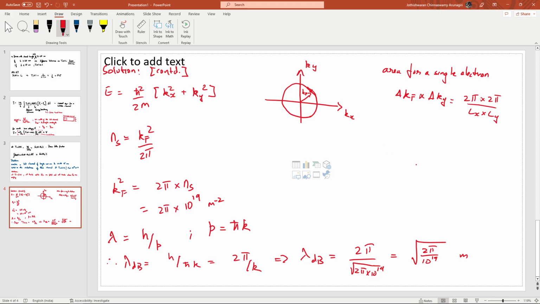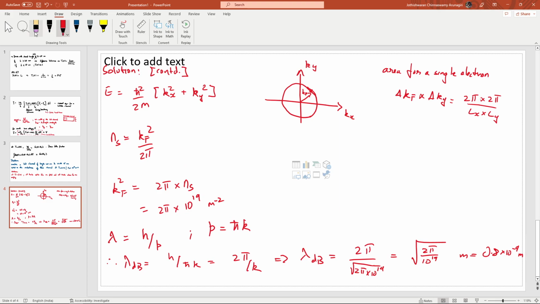So this will come out to be something like 0.8 into 10 to the power minus 9 meters. So the de Broglie wavelength in this case is actually pretty small, even for 10 to the power 13 electrons per centimeter squared.